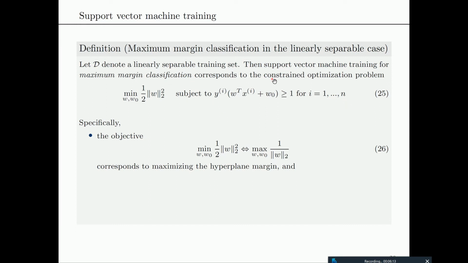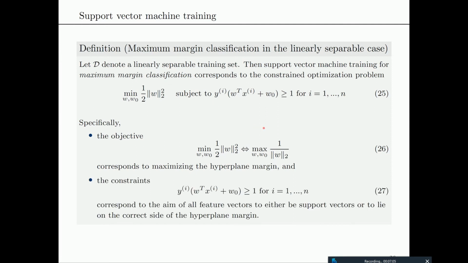So where does this now come from? I'm telling you now that obtaining the parameters that give you a maximum margin classification, you can get by solving this constrained minimization problem. So where does it come from? Two things. The first thing is that we want to minimize this norm, which is of course the same as maximizing 1 over the norm, which, as we've seen before the break, corresponds to the margin. The idea is that we maximize this margin by adapting the weight parameters accordingly. Okay.